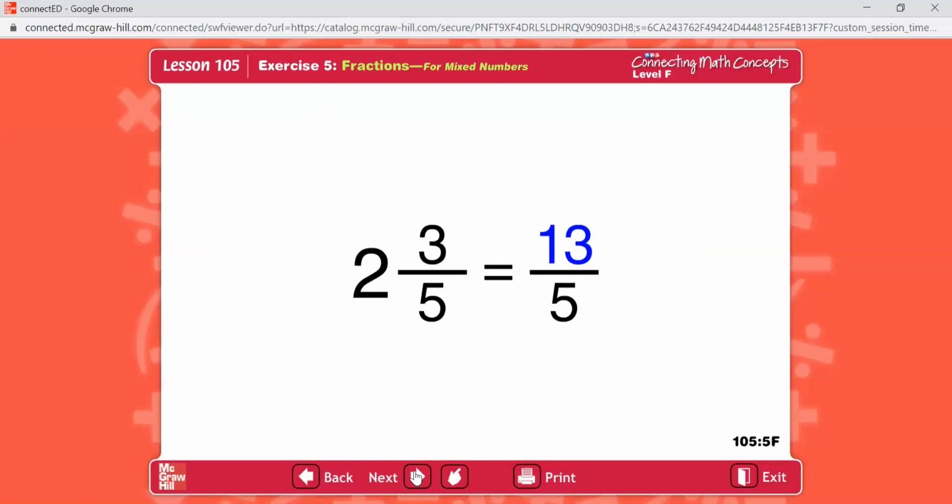A reads 1 3/7. Denominator stays the same at 7. 7 times 1 equals 7, plus 3 is 10. So the answer is 10/7. Problem B, 20 and 1/2. Denominator stays the same. 2 times 20 equals 40, plus 1 equals 41. So you have 41 over 2. Do the rest on your own. Pause the video now, resume when you're ready to continue.